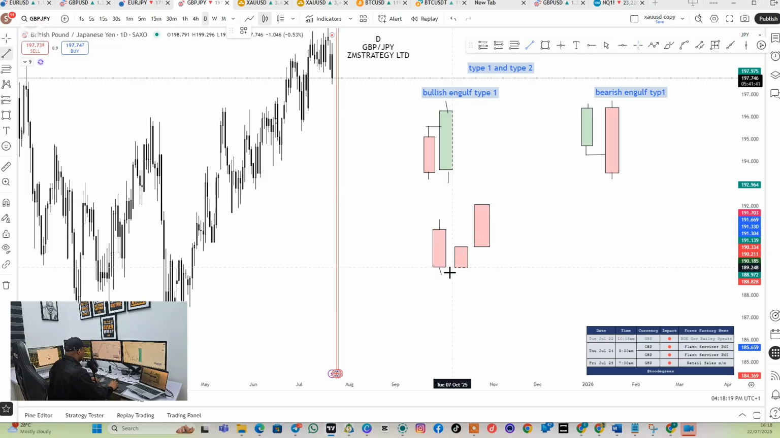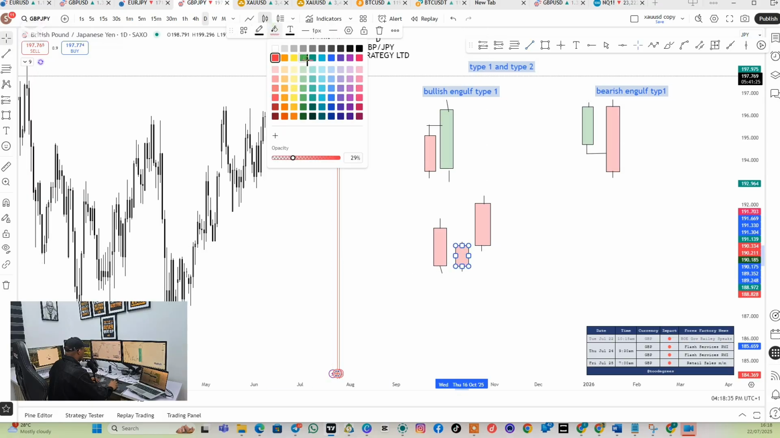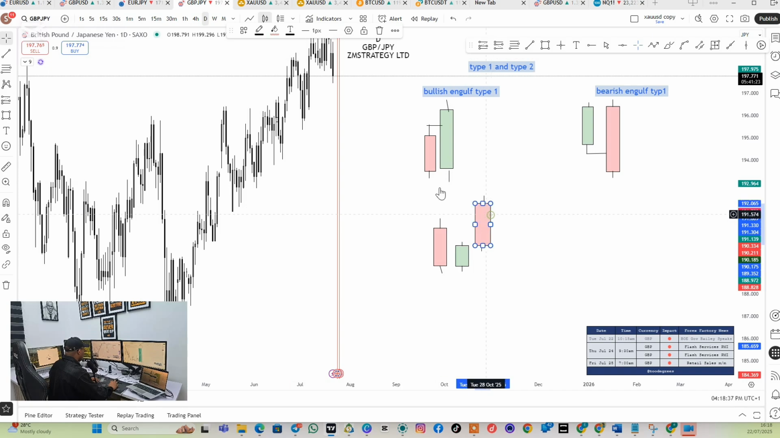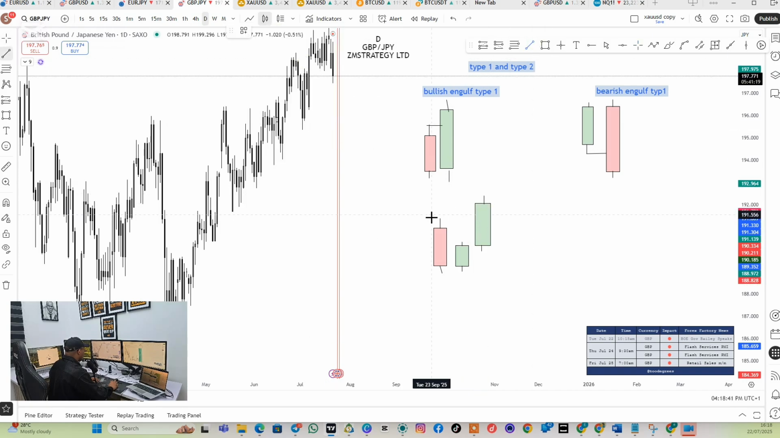This is our wick. These are our wicks. We also have this guy as our wick, and this one too. These guys are bullish candlesticks, so let's change the color to green. This is also a bullish candlestick, so let's also change the color to green. Now this is engulfing type 2: two bullish candlesticks engulfing one candlestick. So this is a bullish engulfing candlestick type 2.